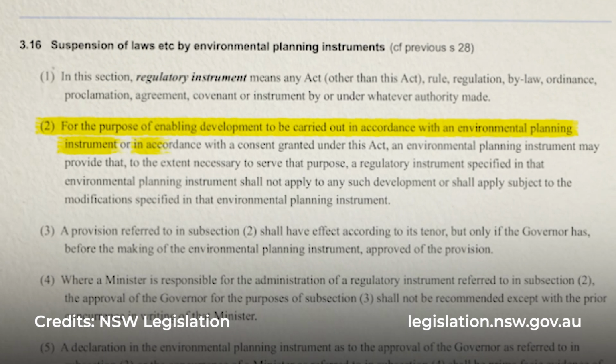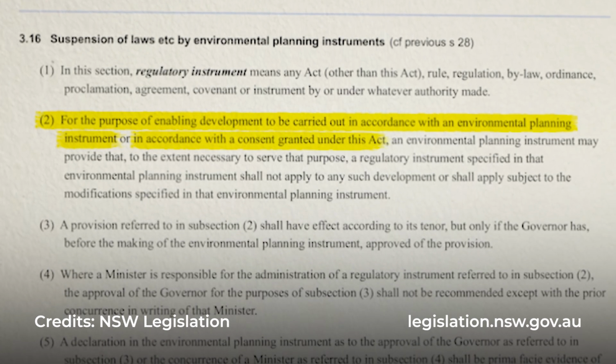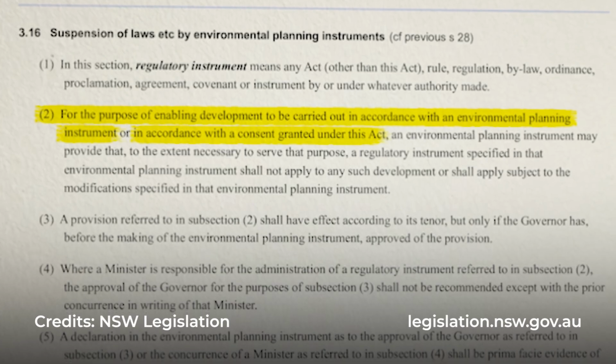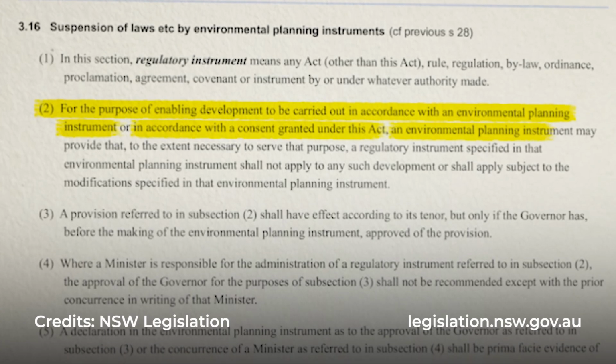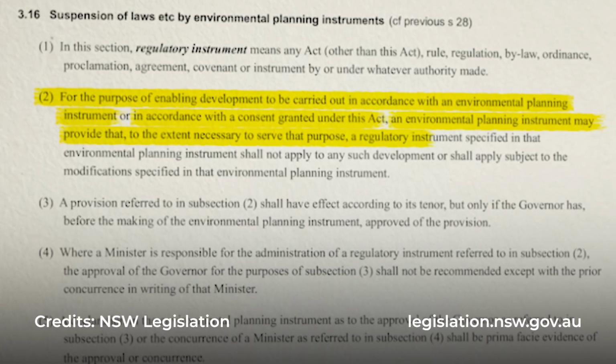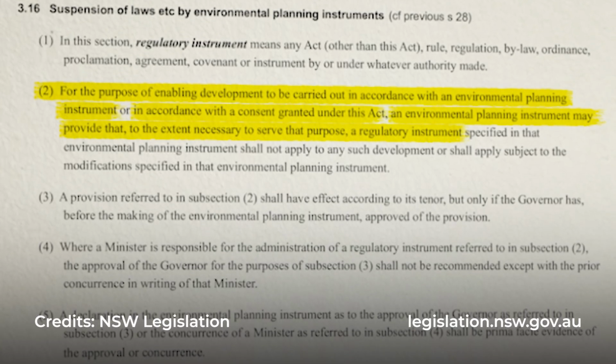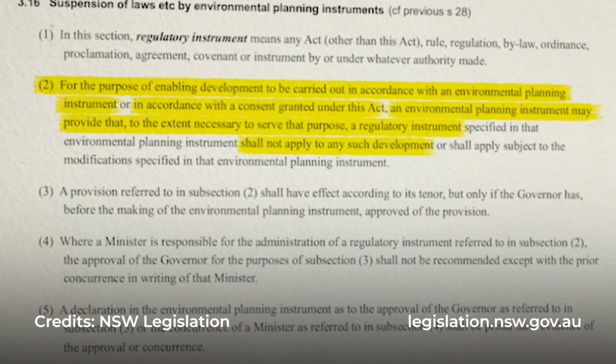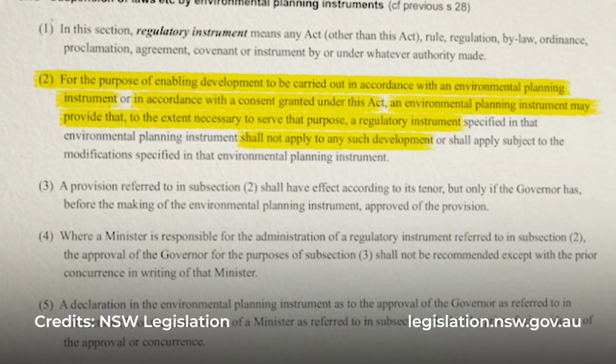Development to be carried out in accordance with an environmental planning instrument or in accordance with the consent granted under this Act. An environmental planning instrument may provide that, to the extent necessary to serve that purpose, a regulatory instrument shall not apply to any such development, etc., etc. So what it's doing there is allowing an environmental planning instrument, an LEP, to insert a provision that says the covenant does not apply to the extent necessary to allow the development to proceed.